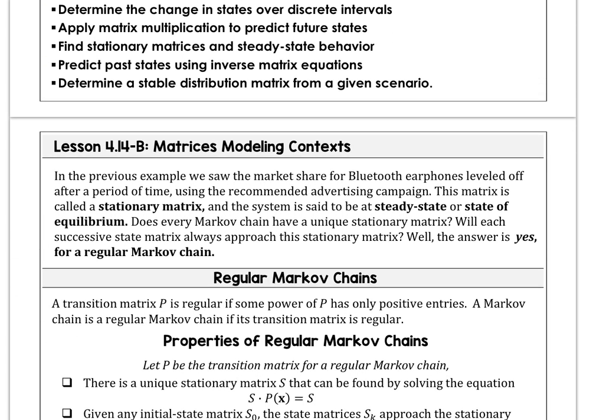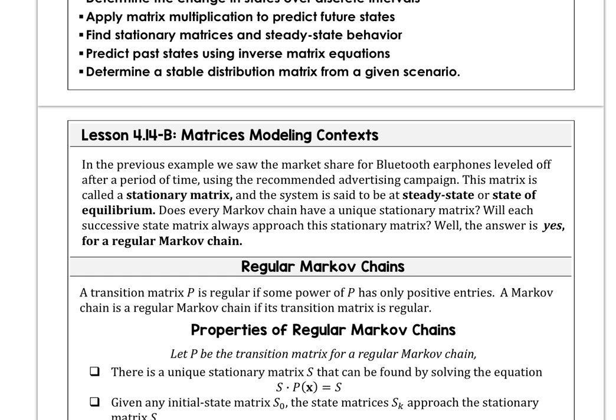We're finishing up this unit looking at matrices and modeling in context. Remember in our last lesson we saw the market share for Bluetooth earphones leveled off after a period of time using the recommended advertising campaign? Well, that matrix is called a stationary matrix, and the system is said to be in a steady state or a state of equilibrium. Now, does every Markov chain have a unique stationary matrix? And will each successive state matrix always approach this stationary matrix? Well, the answer is yes for a regular Markov chain.